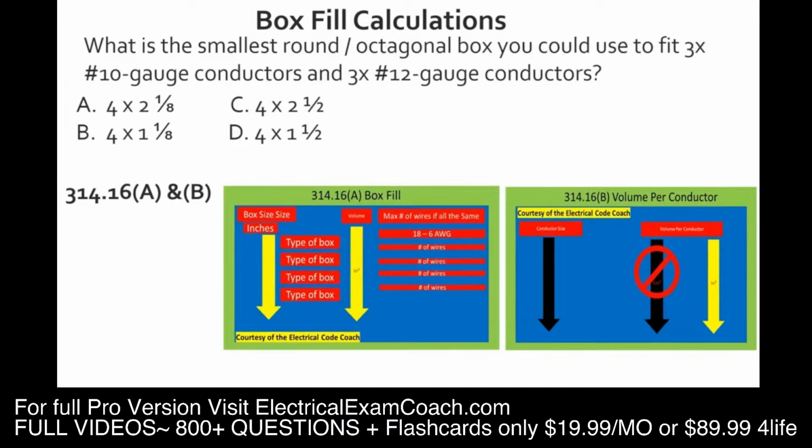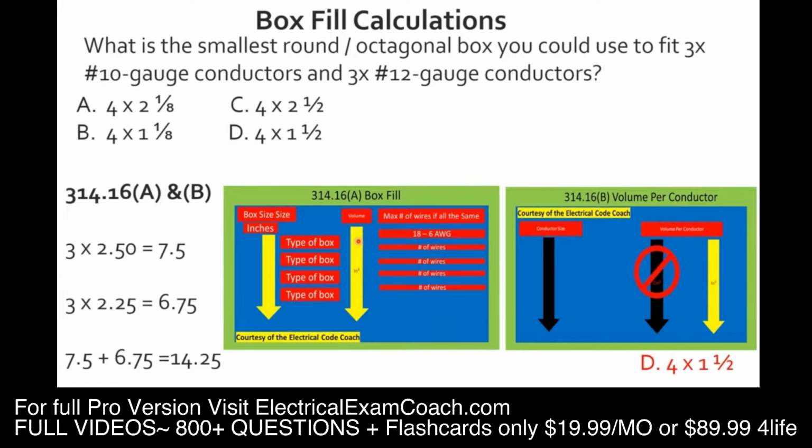What is the smallest round octagonal box you could use to fit 3 10-gauge conductors and 3 12-gauge conductors? For this one, we're going to be using both the tables again. Let's go ahead and work all of our math out. And we find out that these conductors are taking up a total of 14.25. Now let's head over here to table A and go down the volume column until we find the right type of box, which is right up here at the top, the round octagonal boxes. Find the one that fits, and it's a 4 by 1.5 inches. Great job.